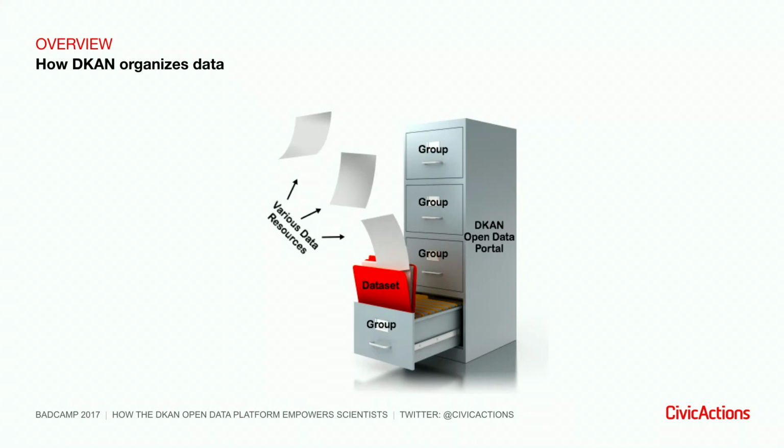DKAN organizes data in this nice little file drawer, right? You can have groups of data, big categories of information. Inside of that, you would have, say, a data set, which says this is all of my different types of information, with resources inside of that data set. So that could be grouped by 2017 data, 2016 data, 2015 data, all inside of one data set that is common around one type of information.